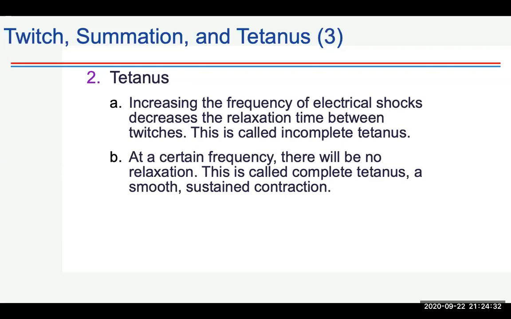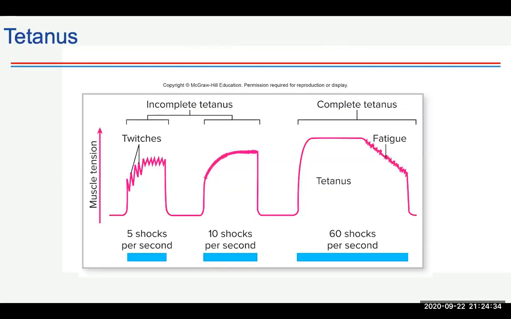It cannot do this forever. We'll see what happens. So incomplete tetanus, again, 5 shocks per second. This graph is showing 10 shocks per second. Again, these are electrical voltages that are being applied to the muscle, showing how the muscle tension changes as we move up in our shocks per second.